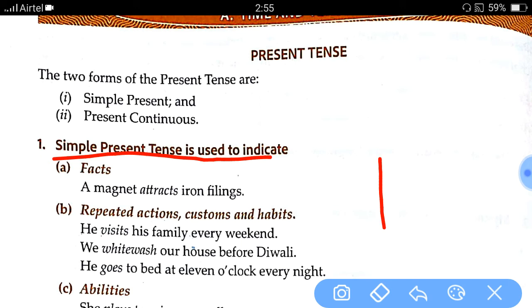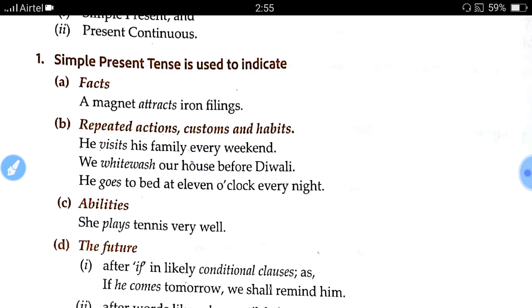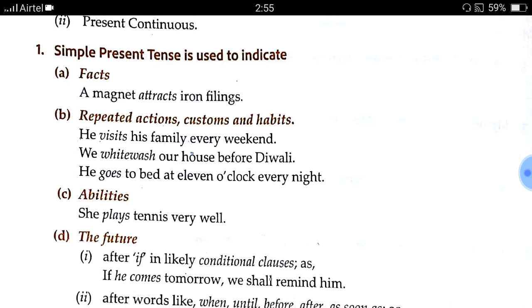So here we have facts. What do you mean by facts? For example, a magnet attracts iron filings. Attracts is simple present tense. So whenever we have to state a fact, we use simple present tense. We don't say it in past tense or future tense, because it is something which does not change. It's a truth. The fact doesn't change.